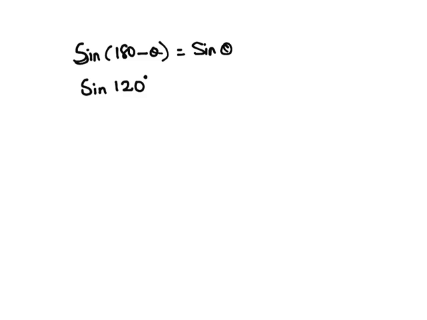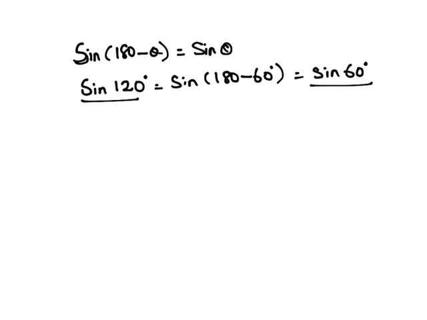Now let us look at the angles in the second quadrant. We know that sine of 180 minus theta will be the same as sine theta. So what does it mean? It means sine of 120 degrees, which can be written as sine of 180 minus 60, is equal to sine 60. So sine 120 degrees and sine 60 degrees will be equal. In fact, both of them are equal to root 3 by 2.